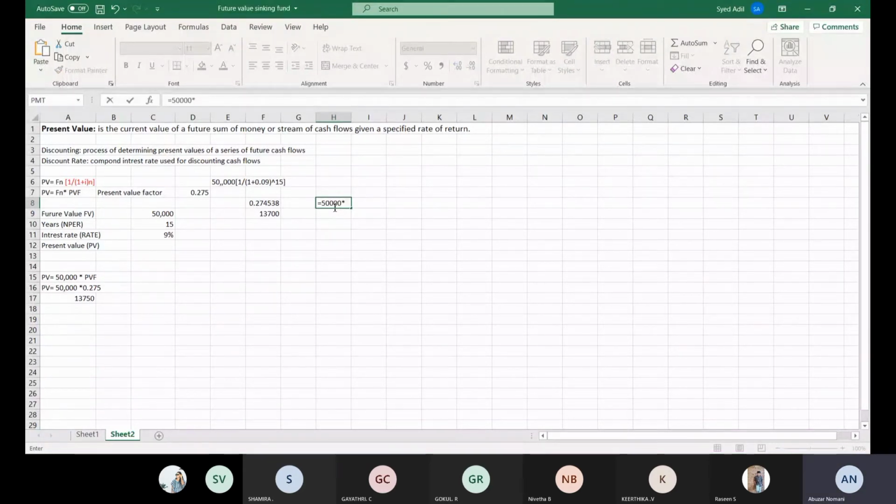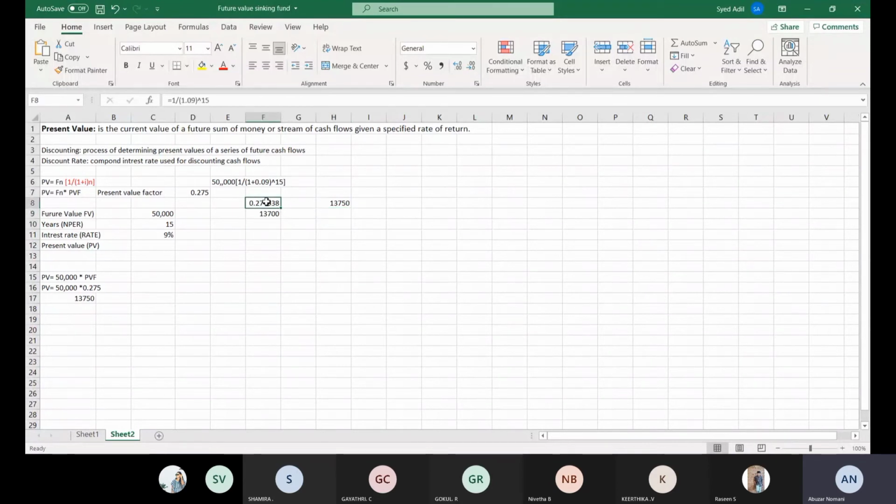then we will see 0.275. Is it okay? Here we will see 13,750, because here we have taken 0.274 only. That's why it is 13,700. If we take it as 0.275, now we will check. We will change. Okay. And it will come 13,750.